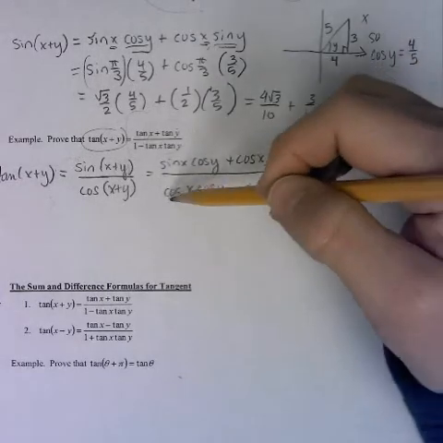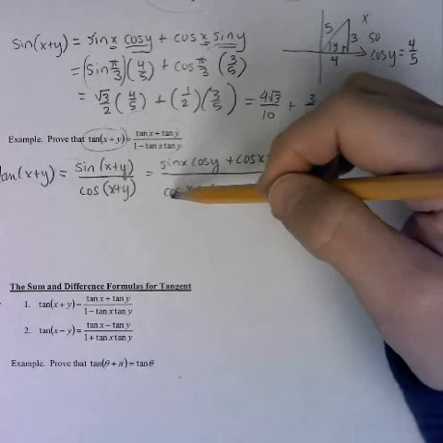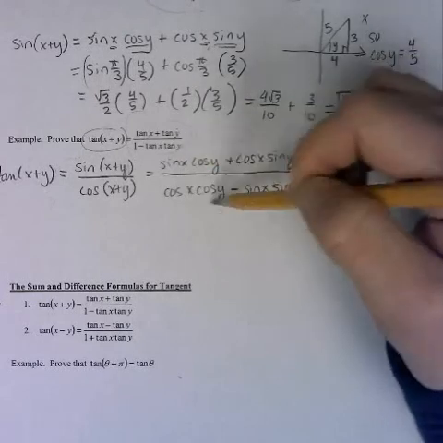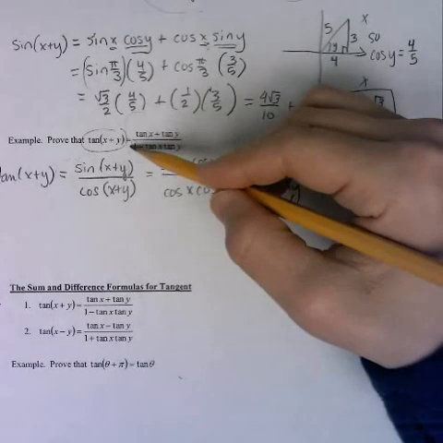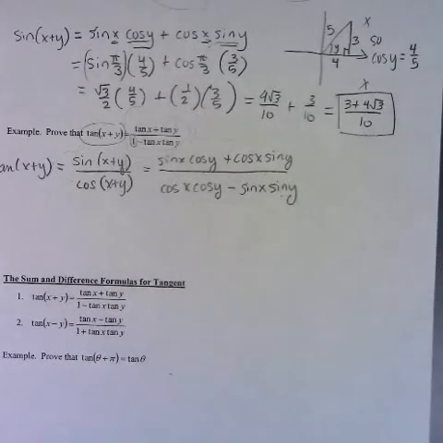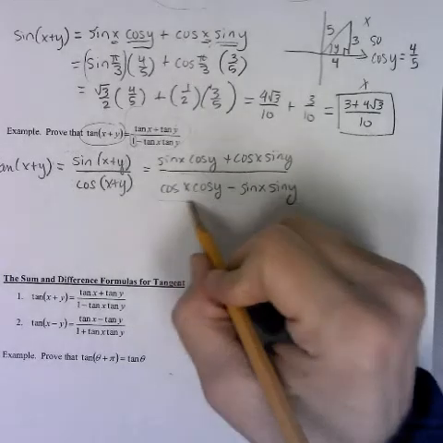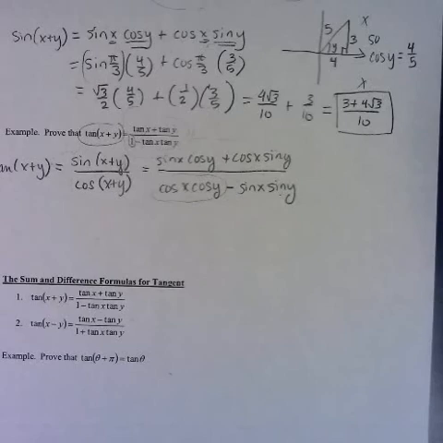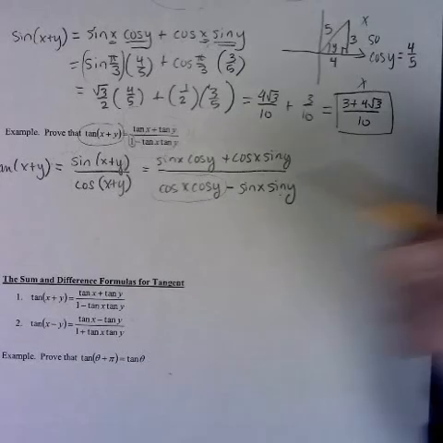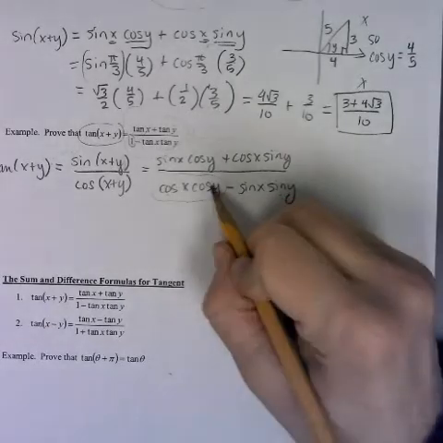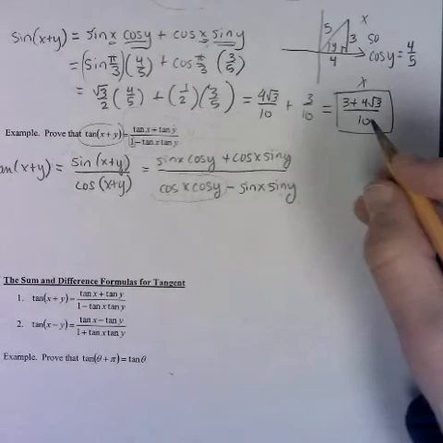If you're looking at this, notice the one thing that stands out is you need a 1 here. So how could I get a 1 in this term? And of course what I would need to do is divide this by cosine x times cosine y. So that's what I'm going to try.